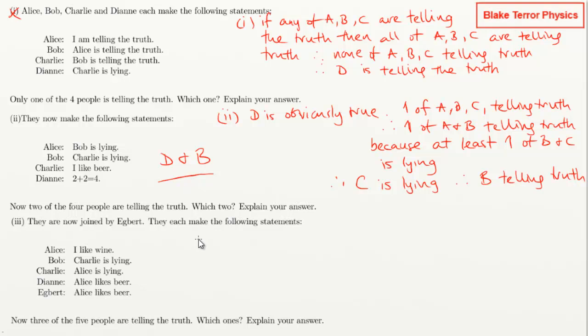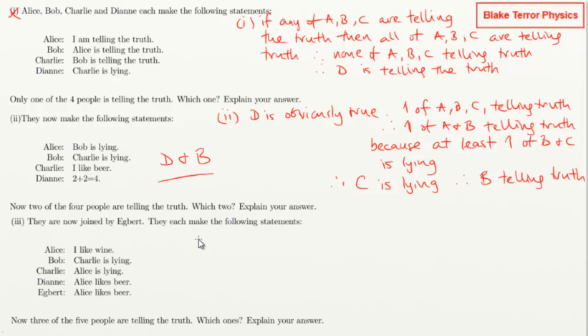Right, part 3. Now joined by Egbert. They each make the following statements. Now 3 of the 5 are telling the truth. Alice says that she likes wine. Bob says that Charlie is lying. Charlie says that Alice is lying. Diane says that Alice likes beer. Egbert says that Alice likes beer. So we have to have 3 of them telling the truth.